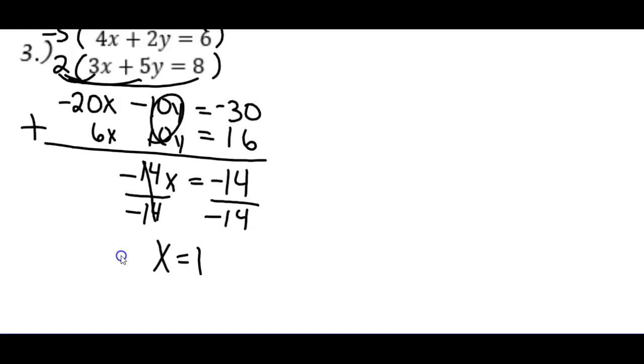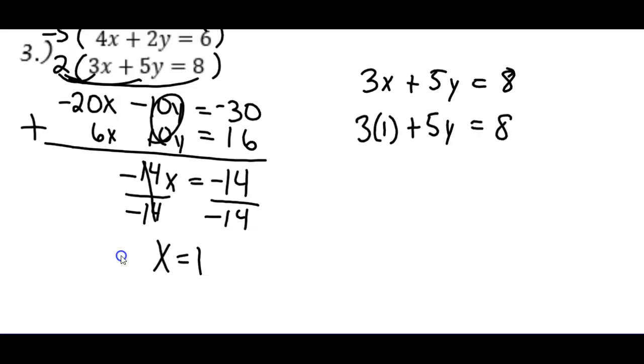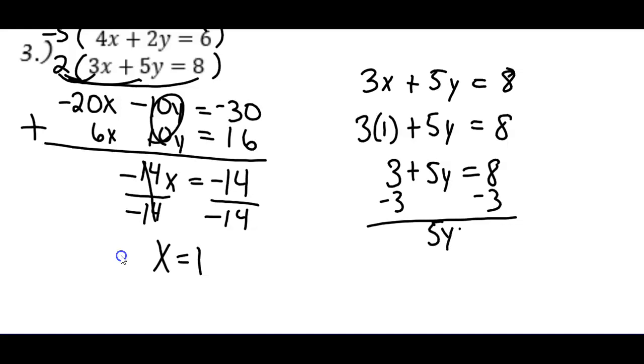So this is going to go into whichever equation. I'm going to use the 3x plus 5y equals 8. Remember, always go down to the bottom so that you've got x equals or y equals, so that you plug it into the right place. So then I've got 3 times 1 plus 5y equals 8. 3 plus 5y equals 8. 5y equals 5. Divide by 5. Number 3, and y equals 1.